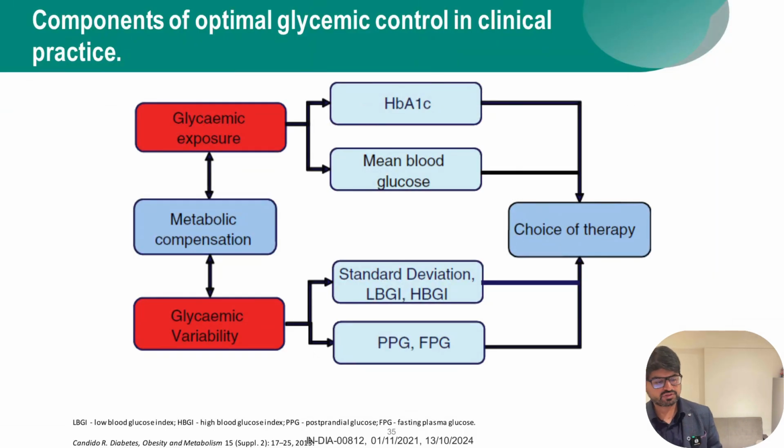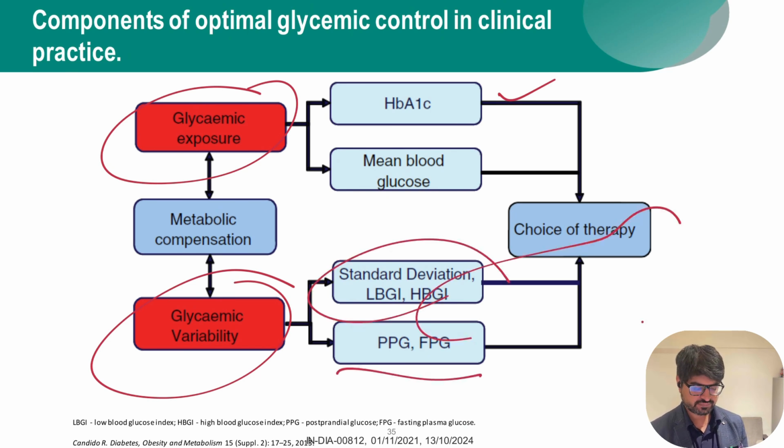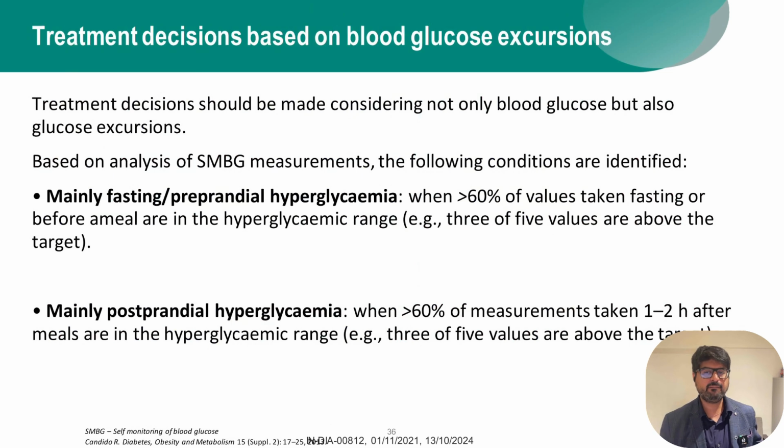Okay. Then of course, these are the components of optimal glycemic control. We need to reduce both glycemic variability as well as glycemic exposure. Glycemic exposure can be reduced by reducing the HbA1c, whereas glycemic variability can be reduced by better choice of therapy. Okay, right.